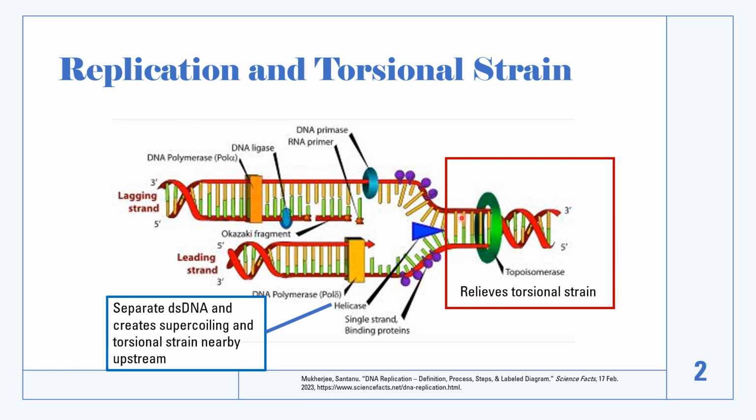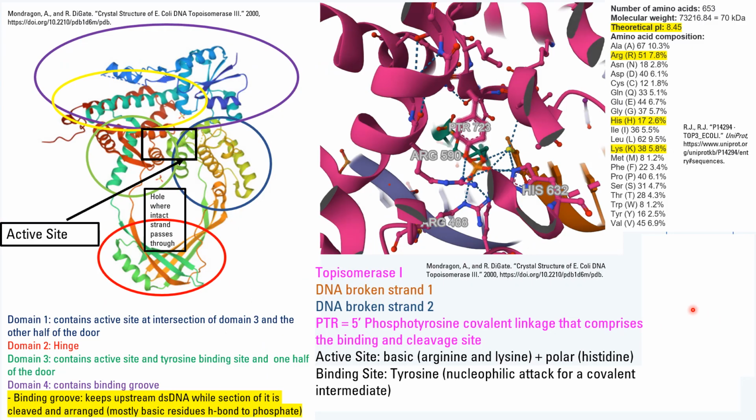Topoisomerase is ahead of the replication fork and unwinds DNA for it to be separated by the DNA helicase. Without the topoisomerase, the helicase would not be able to separate the strands as there is too much tension in the forms of supercoils. There are two types of topoisomerase, but for now we'll be only looking at topoisomerase type 1A, as that is what topotecan is inhibiting.